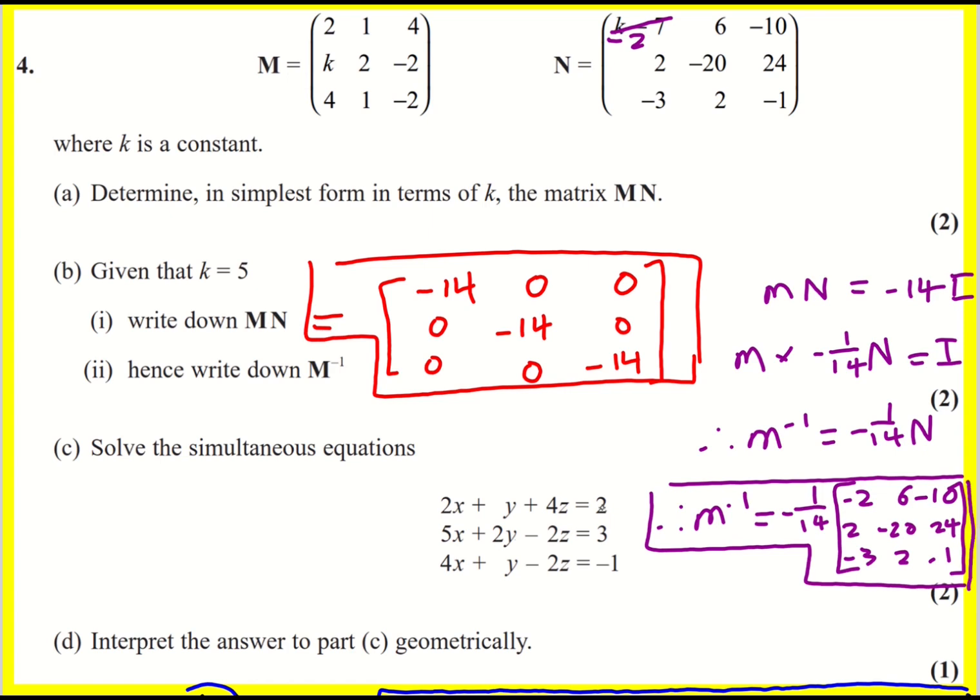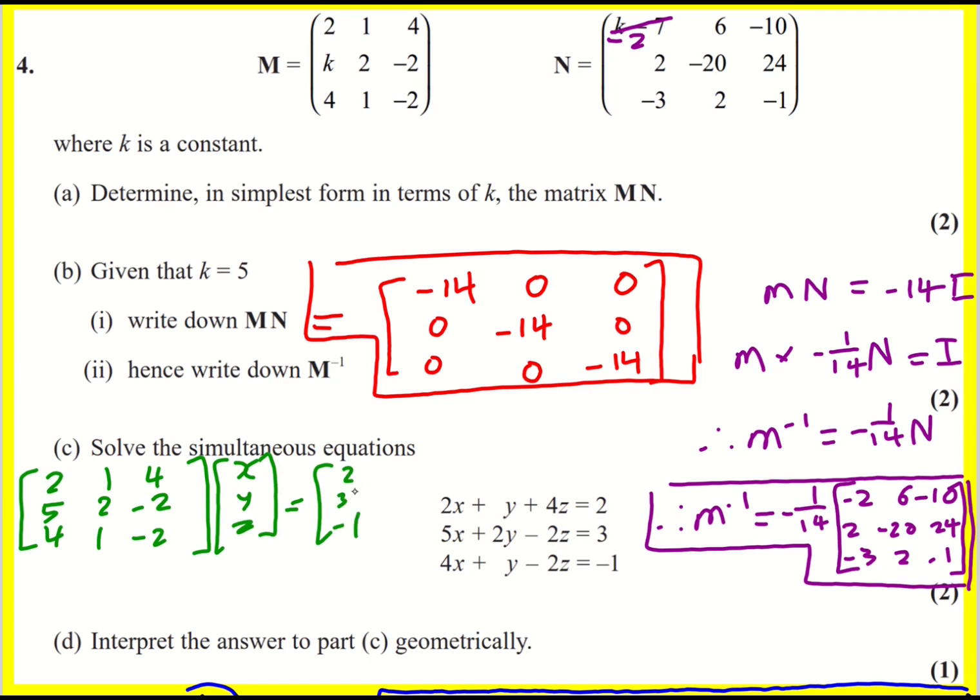Finally, we're asked to solve these simultaneous equations, and it doesn't say hence or anything, but it's implying it. We've got 2, 1, 4, 5, 2, minus 2, 4, 1, minus 2 as a matrix that we're multiplying by x, y, z, and that is equal to 2, 3, minus 1. And if you replace k by 5 up here, they're exactly the same. So this matrix is equal to M.